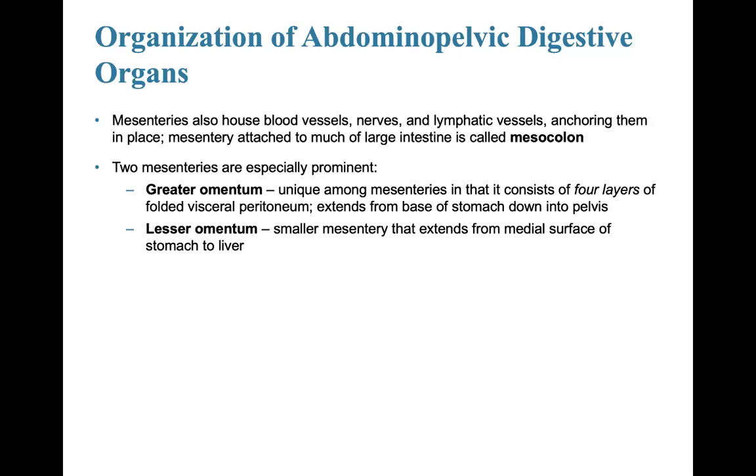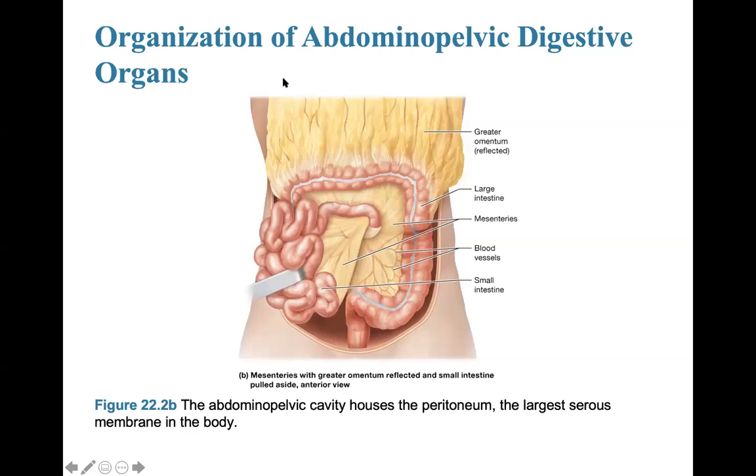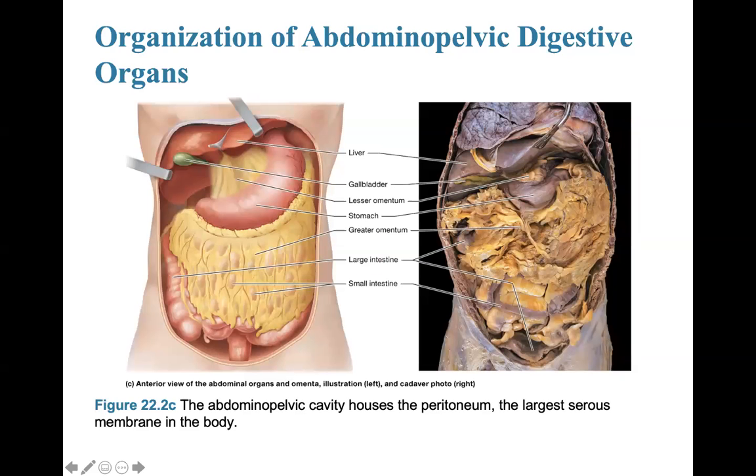There are two mesenteries that are especially prominent: the greater omentum, which is a unique mesentery in that it consists of 4 layers of folded visceral peritoneum, and it extends from the base of the stomach down into the pelvis. And then the lesser omentum, which is a smaller mesentery that extends from the medial surface of the stomach to the liver. Here you can see the greater omentum, and then the lesser. You can sort of see that here. This is all this yellow stuff right here. These mesenteries also house fat, or adipocytes, as well.